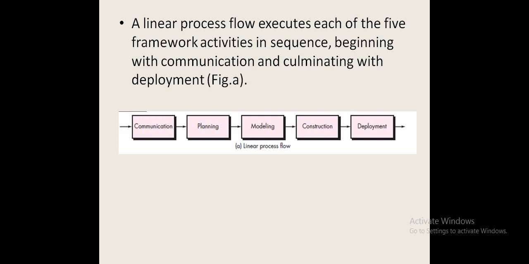So all these occur in a linear way. That is, after the communication process is completed, planning begins. After planning is completed, modeling is performed. Similarly, after modeling, construction is performed, and the final phase is deployment. So this occurs in a linear fashion, or it is connected in a linear manner. The beginning of the process flow is with communication and the ending is with deployment. This is known as linear process flow.